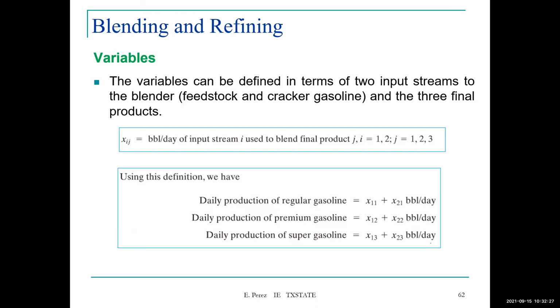And the daily production of super gasoline, same thing. I represent the process that I used to get that final product 3. So 1,3 and 2,3. So daily production of regular gasoline is going to come from two different processes. Daily production of premium gasoline is also coming from these two different processes, and daily production of the super gasoline is also coming from the two processes.